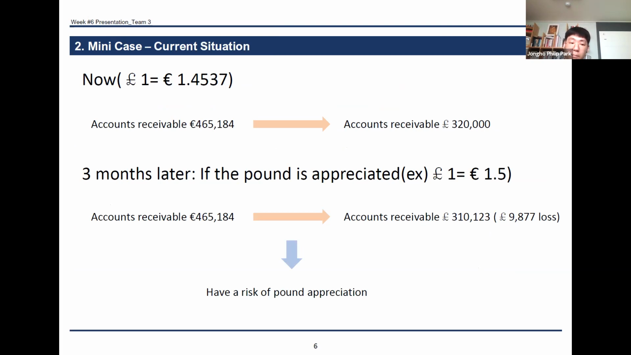So let's assume 3 months later, if the pound is appreciated, like 1 pound per 1.5 euro, then the account receivable for this amount would be an account receivable for 310,123 pounds, which is a 9,877 pound loss. So we can say it has a risk of pound appreciation. Next, please.